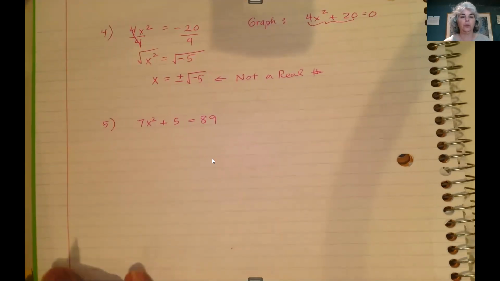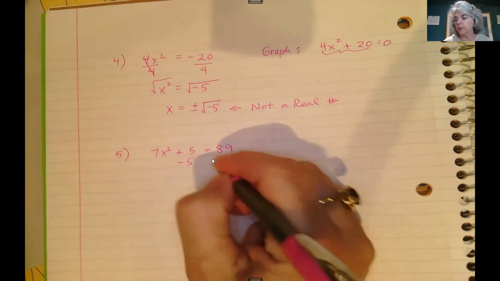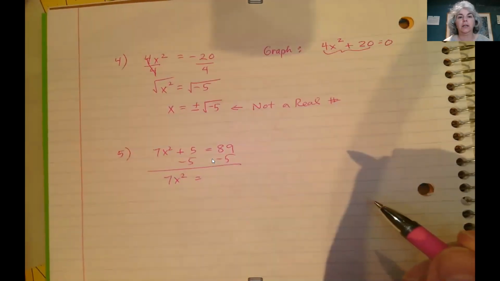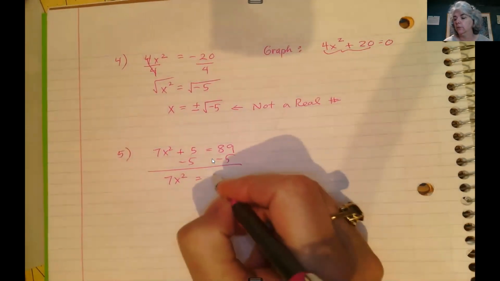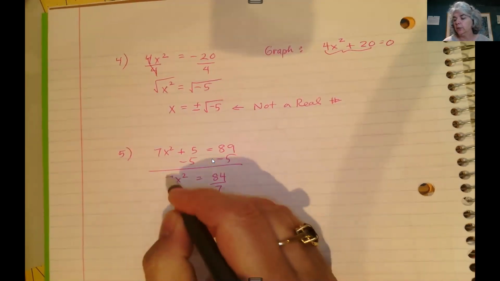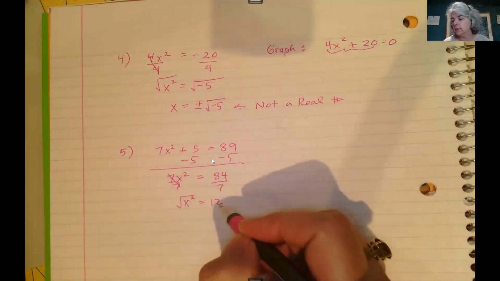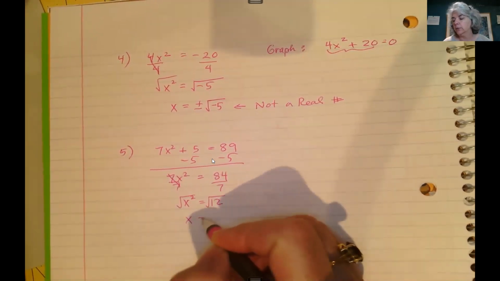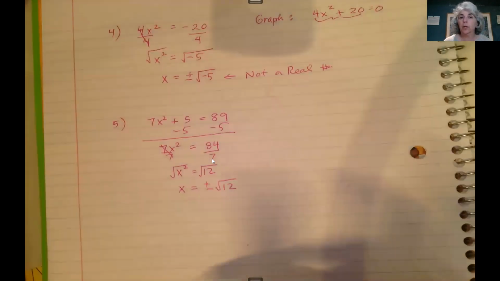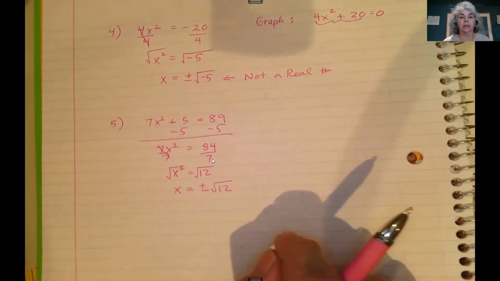Okay, so if you worked it out on your own, you should have done something like this. Subtract 5 from both sides. 7x squared equals 89 minus 5 is 84. Divide by 7, and you get x squared equals 12. And we can take the square root of both sides. We get x equals plus or minus the square root of 12. Now this is a perfectly fine answer, but it can be simplified.